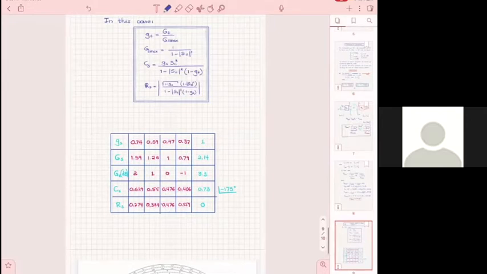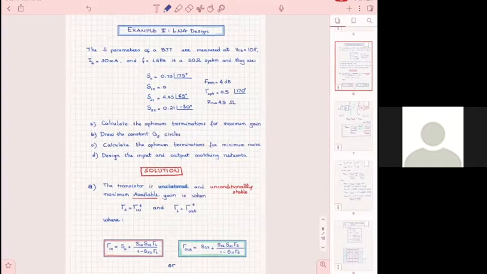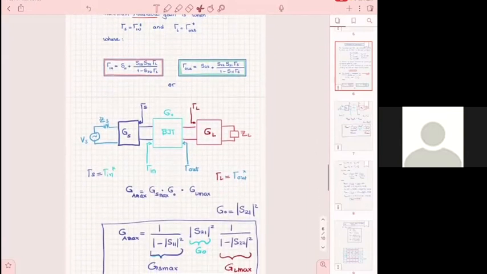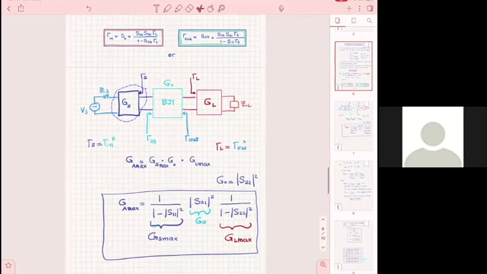All right. So in this case, in the problem, you have to remember the questions, read them carefully and remember them. It says here, draw the constant GS circles. That's what it says. What is GS? This is GS. It's the gain of the input matching network. We only know the gain when it's maximum. We know its maximum value. That's the only thing we know.